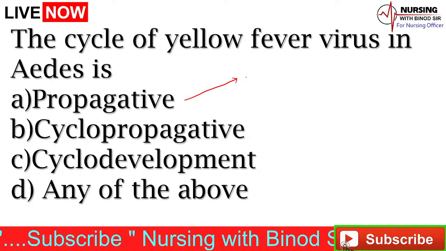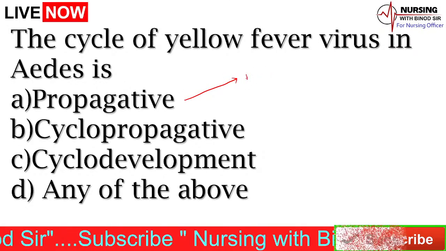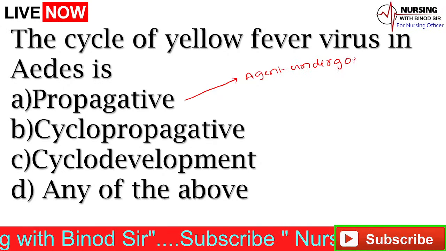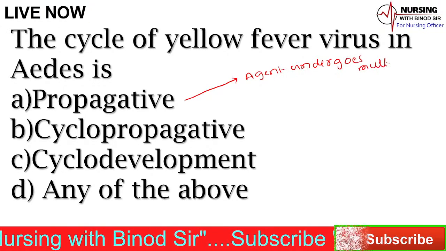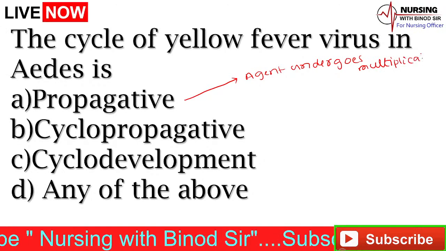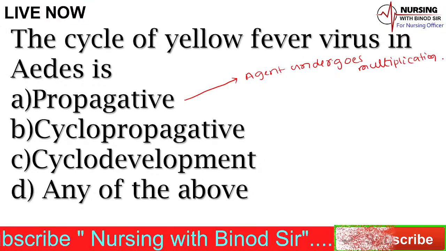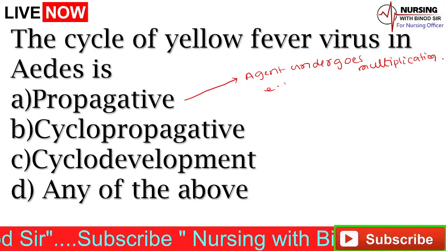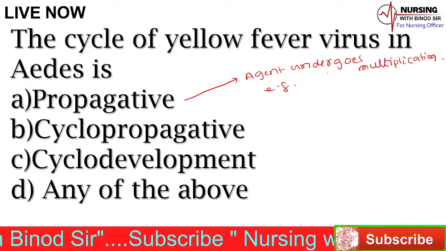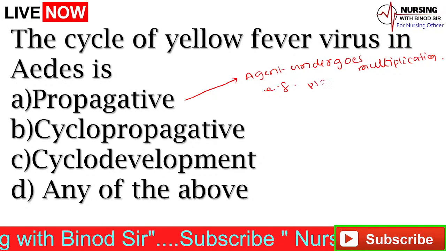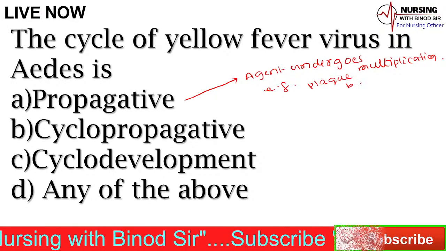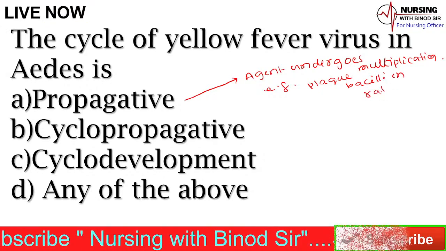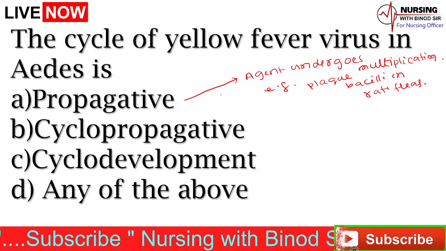Propagative means what? In propagative, the agent undergoes multiplication. That is known as propagative. You all have to remember this one. There is no development, no change in form. For example, plague bacilli in rat fleas. You have to remember this one.